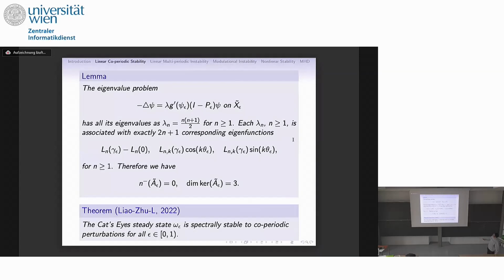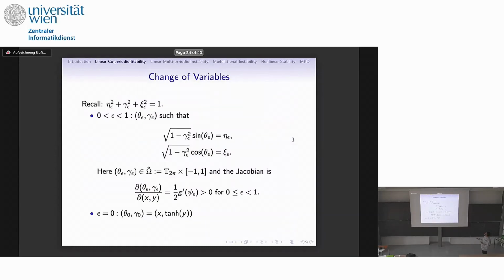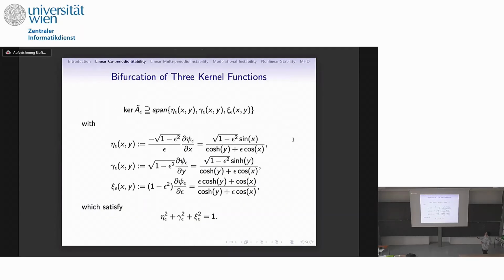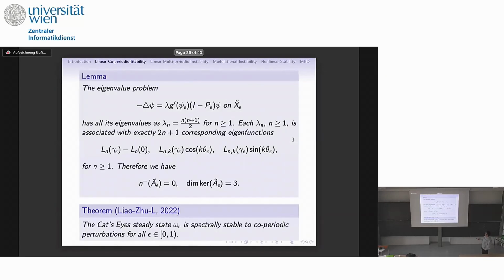So in particular, it tells you the quadratic form has no negative direction and it has a three-dimensional kernel space. The three-dimensional kernel is given by the derivatives of the steady solution with respect to x, y, and epsilon. The first two are not surprising because the problem is translation invariant in both the x and y directions, so you expect two translation modes. But the third one is not obvious: the derivative with respect to the parameter epsilon is also in the kernel. This also plays a very important role when we do the nonlinear stability.